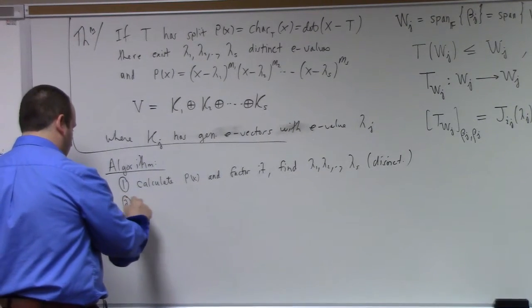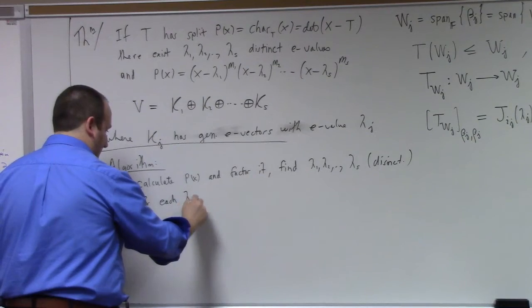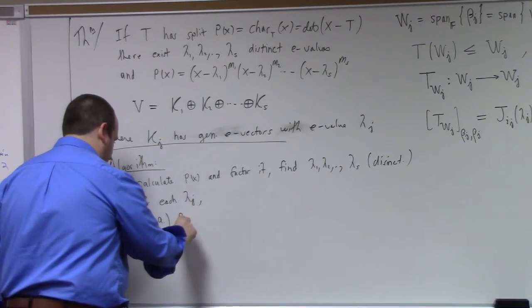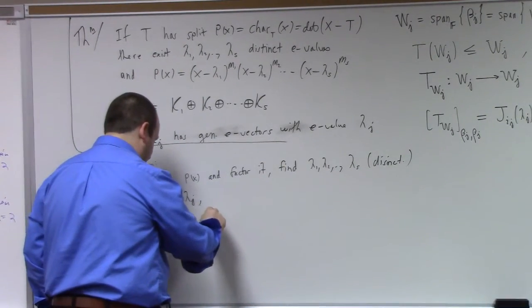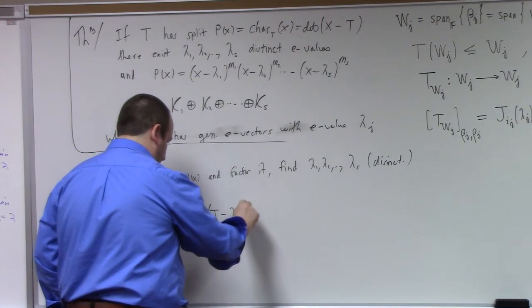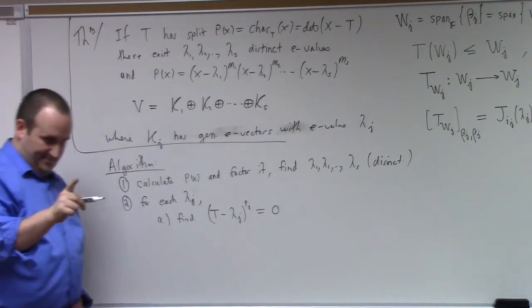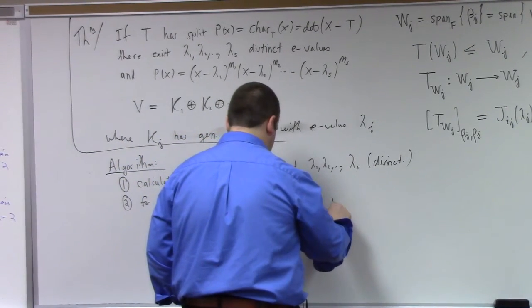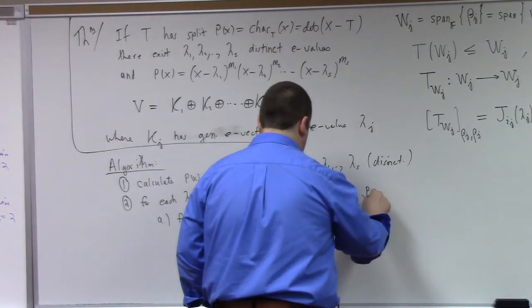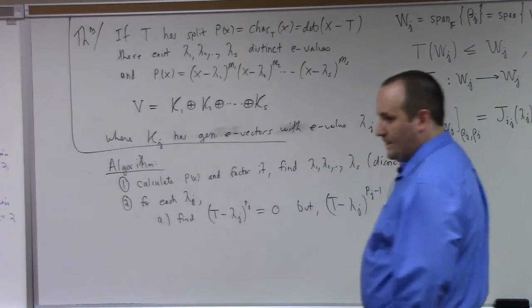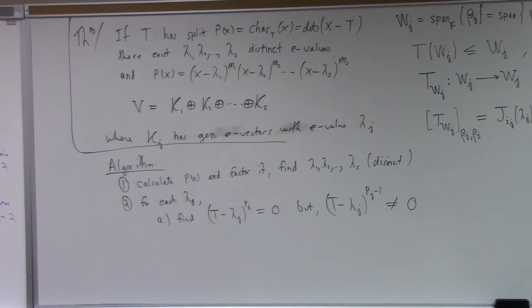Then number two, for each lambda sub j, part A, you have to look at T minus lambda sub j to the power, let's say, p sub j, which is equal to 0, but T minus lambda sub j to the p sub j minus 1 is not equal to 0. Where T is the original transformation matrix that we have. I'm using j for the jth eigenvalue. You could do it for the ith eigenvalue if you wanted, sure.